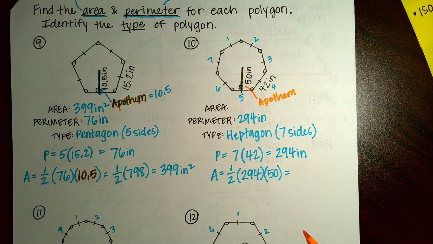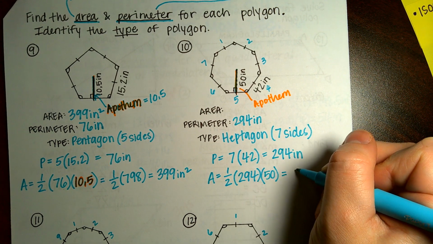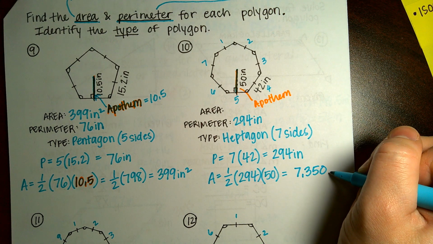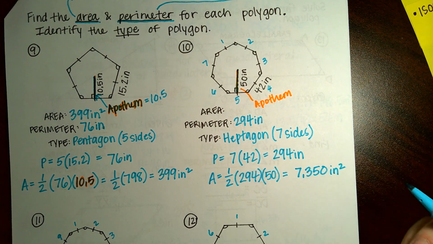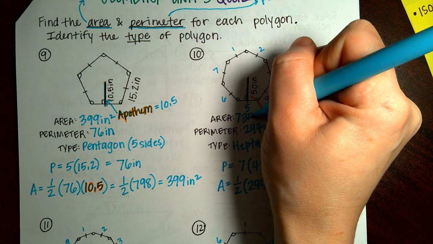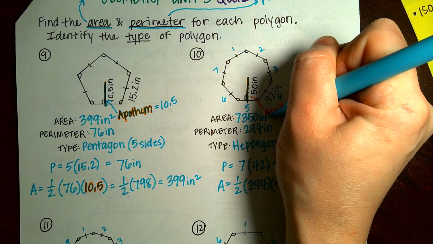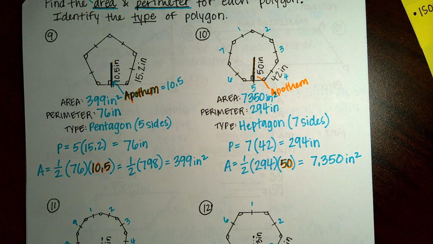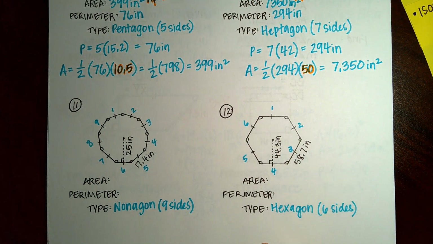Sweet. Perfect. So, area is 7,350. What's our units? Inches square. Good. 7,350 inches square. Beautiful. Okay, let's look at number 11 now.